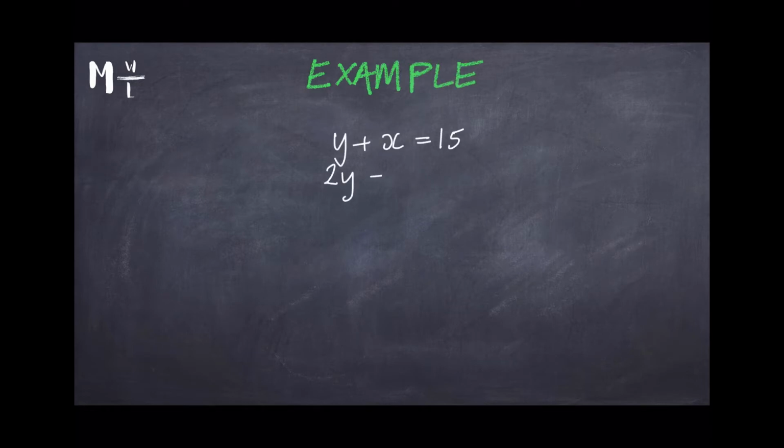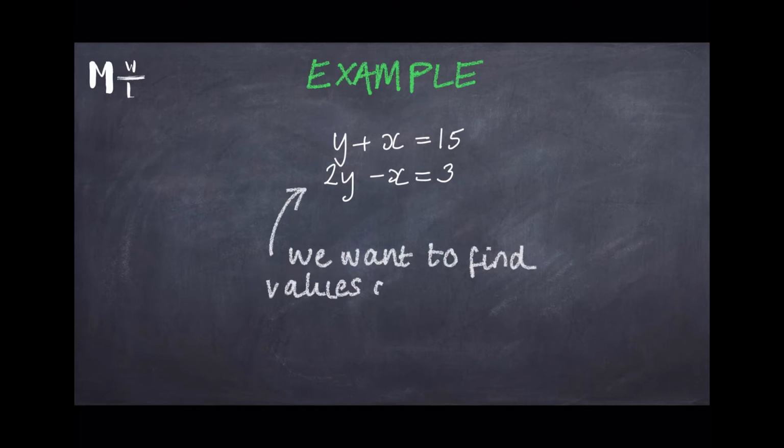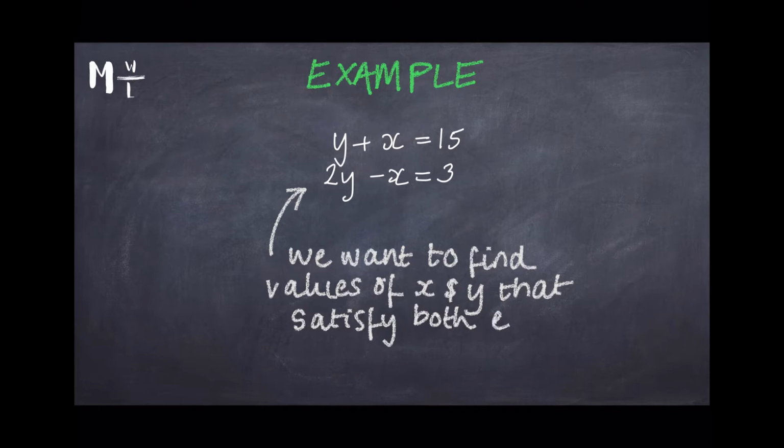Let's look at an example. y plus x is equal to 15 and 2y take away x is equal to 3. We want to find values of x and y that satisfy both of these two equations. But how do we do that? Well, I'm about to show you that now.